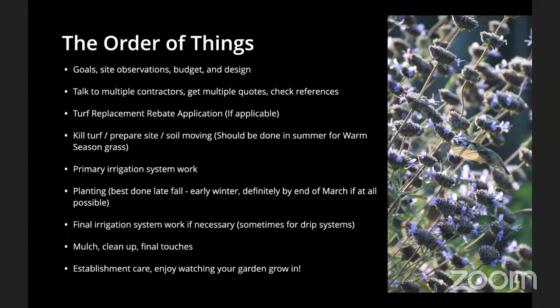Then if you have final irrigation system work to do on your drip, you do that right away as soon as you're done planting. If you need to, you can hand water for a week or so, but you want to get that in as soon as possible. Then you'll do your final mulching, cleanup, final touches, and then you move into establishment care and watching your garden grow in.